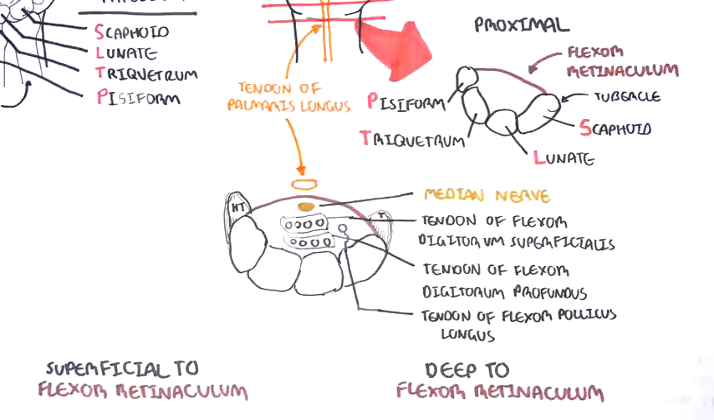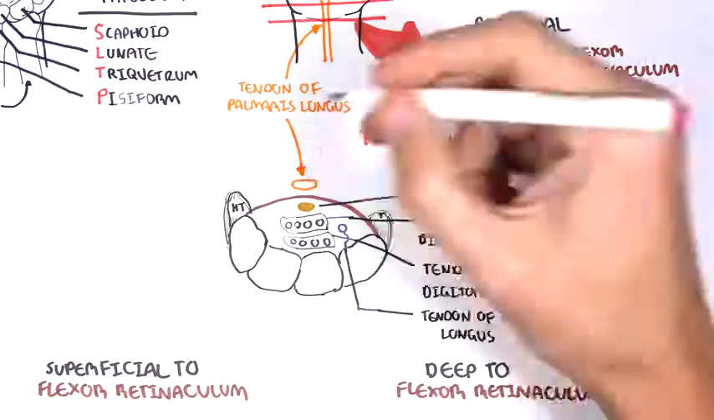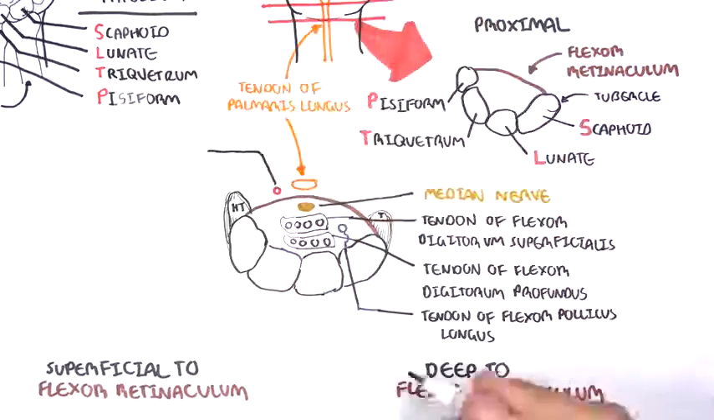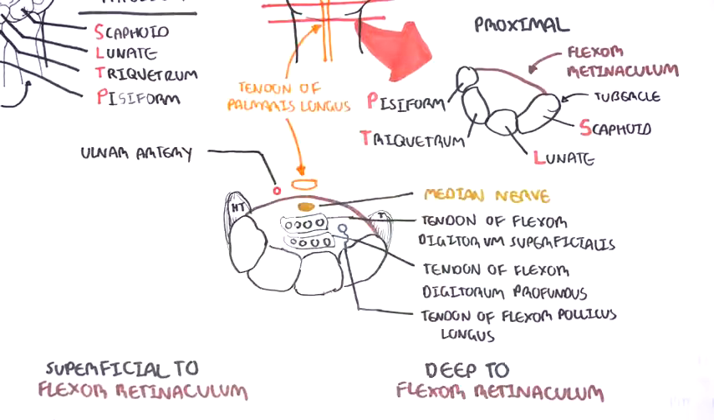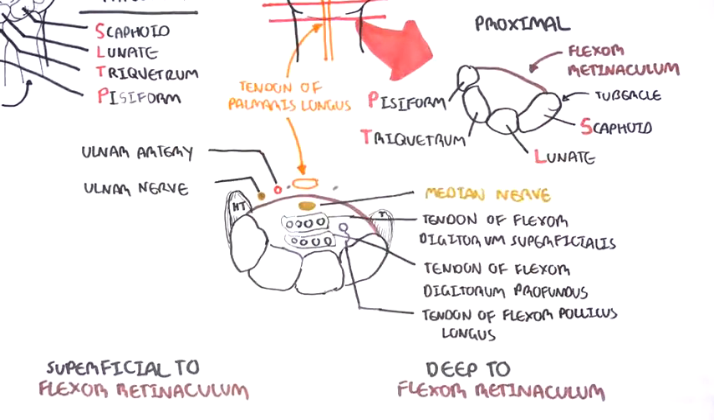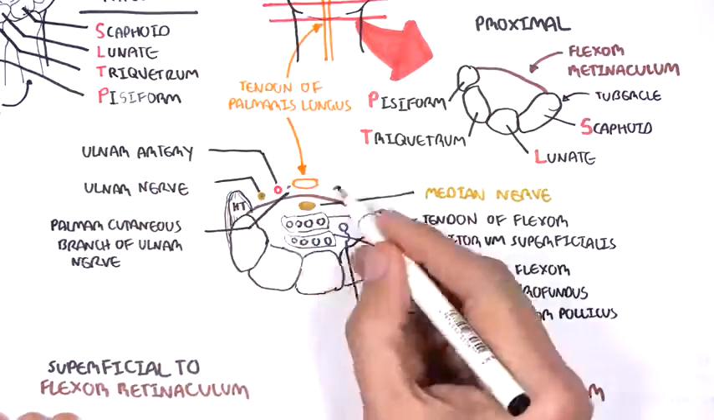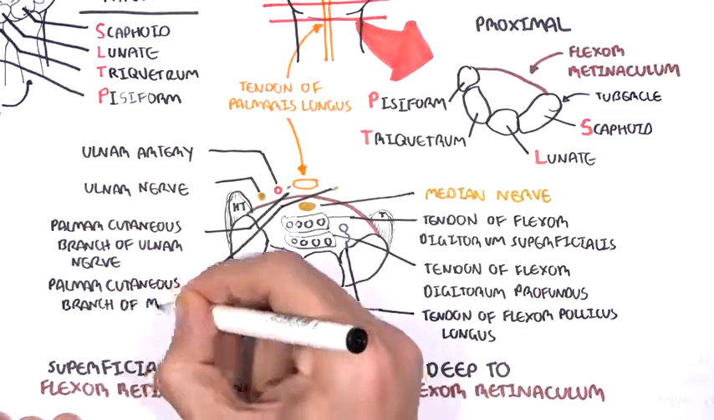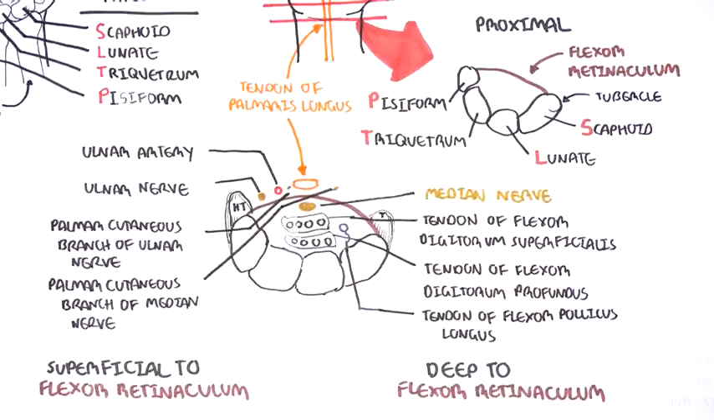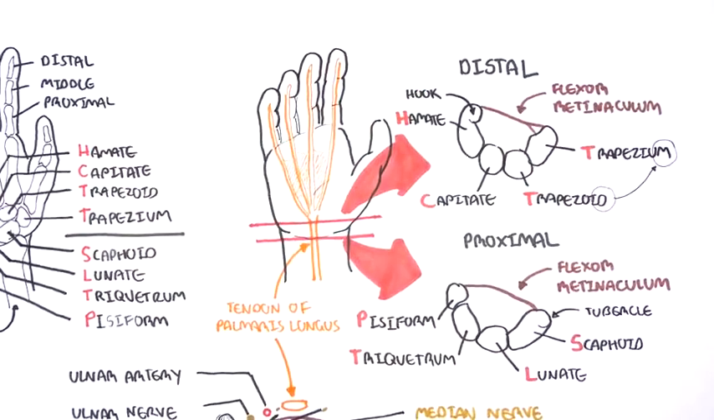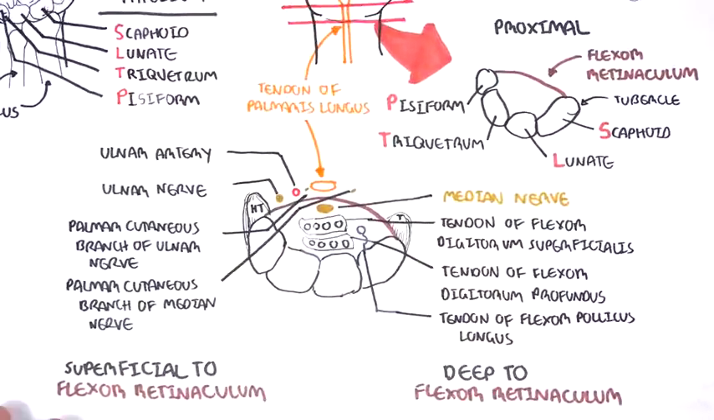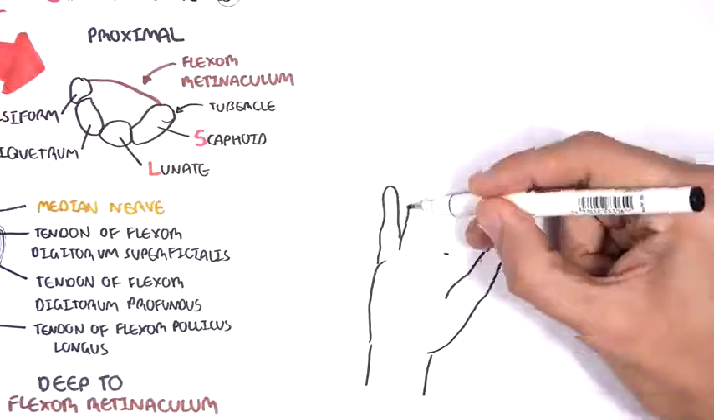Because we are looking at the right hand, the ulnar structures are on the left side, medially. So here is the ulnar artery and the ulnar nerve. Palmar cutaneous branch of the ulnar nerve and the palmar cutaneous branch of the median nerve can also be found on the other side.